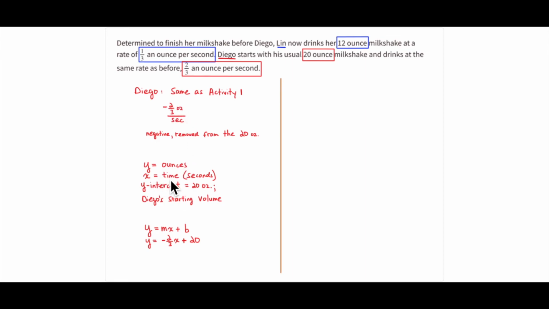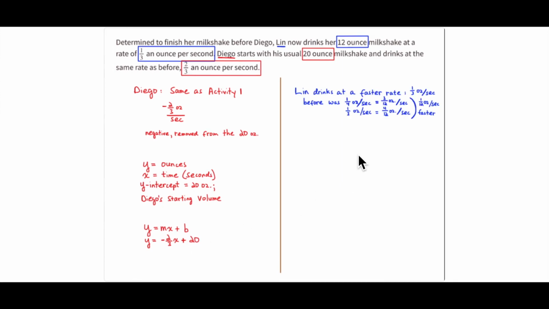So x is the time in seconds. Y, 20 ounces is the y-intercept. It's the beginning amount that Diego's starting with. So this is the form of the equation. This is the slope-intercept form. So m is the slope. In this case, it is a negative 2/3. And the beginning amount is 20 ounces. And that's the y-intercept. That's on the y-axis. Diego's beginning amount at 20 ounces.